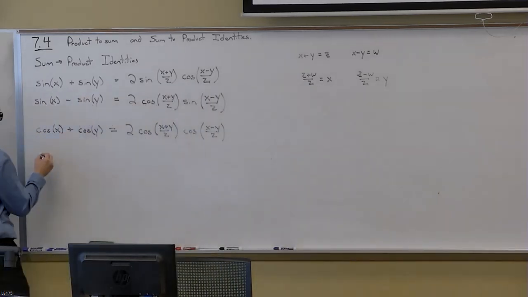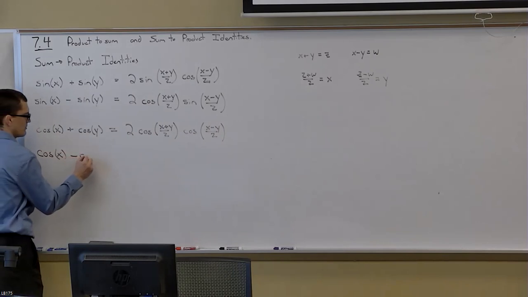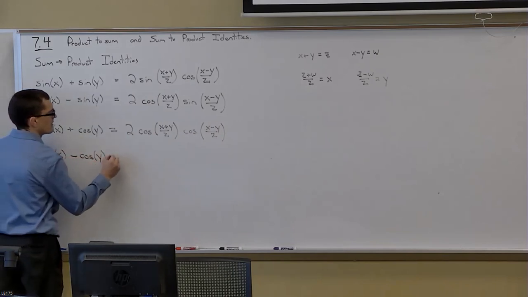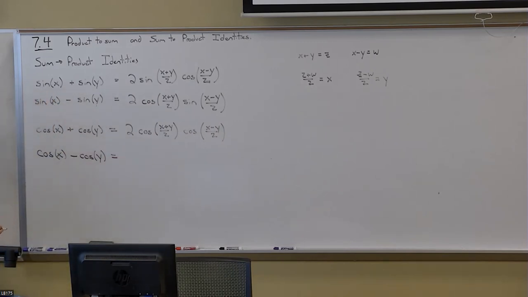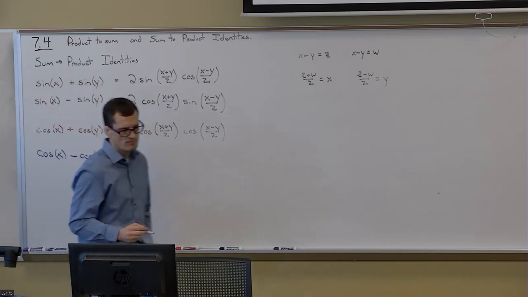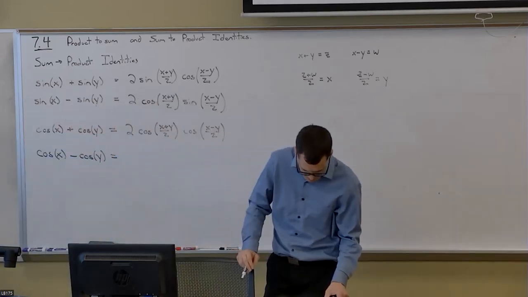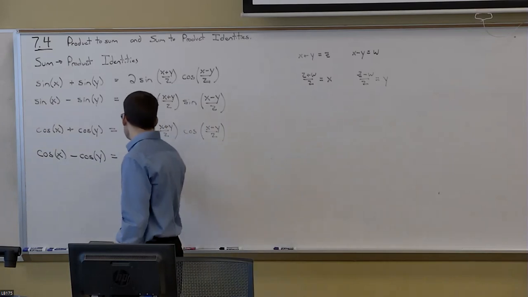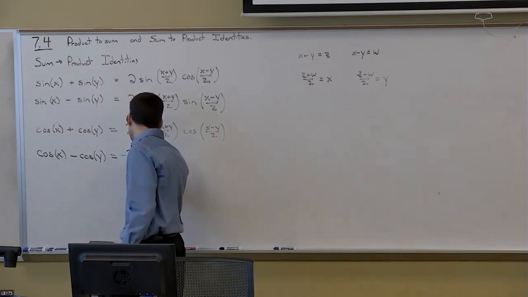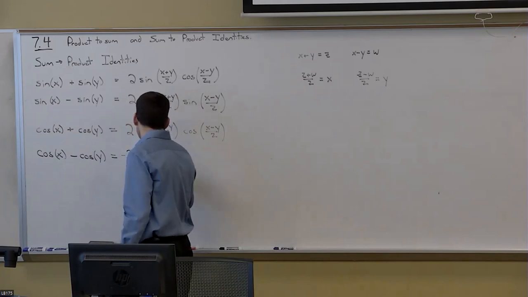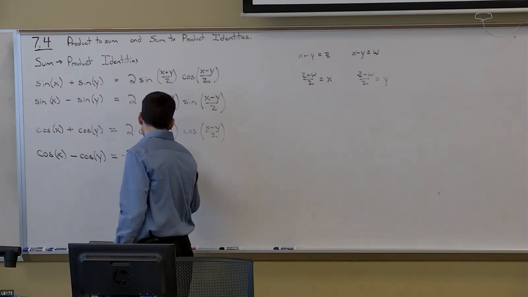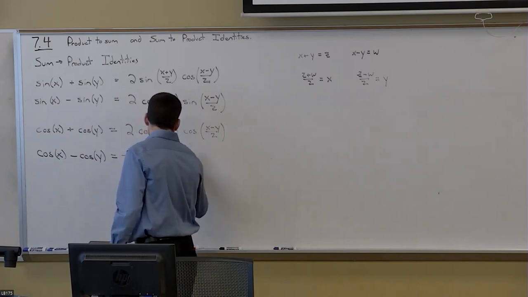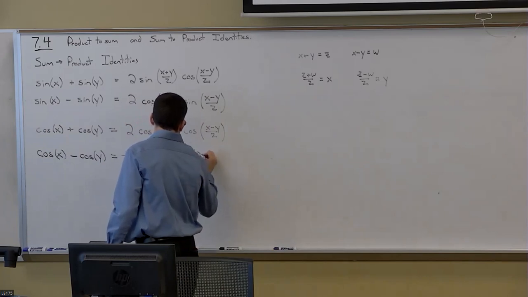And then when we subtract two cosines, cosine of x minus cosine of y, gotta make sure I got this one right. Yeah, I did write that down. So you get negative 2 sine of (x plus y)/2 times another sine of (x minus y)/2.